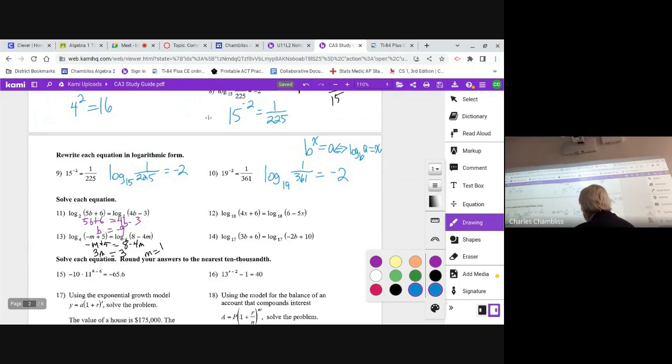Number 12. Again, if the log bases are the same, you can just ignore them. So this leaves 4x plus 6 equals 6 minus 5x. Add 5x to both sides. Subtract 6 from both sides, you get 9x equals 0, which means x equals 0.